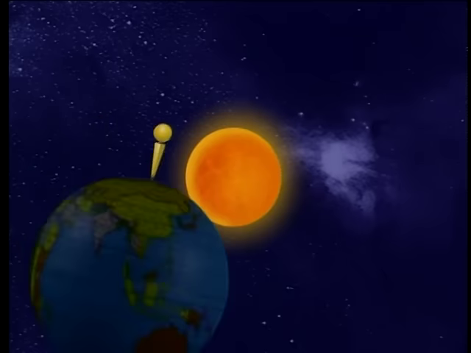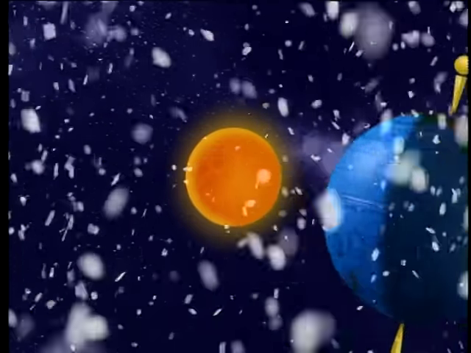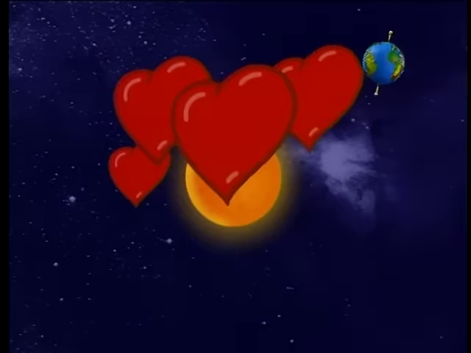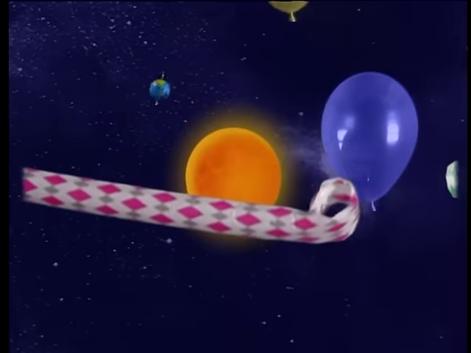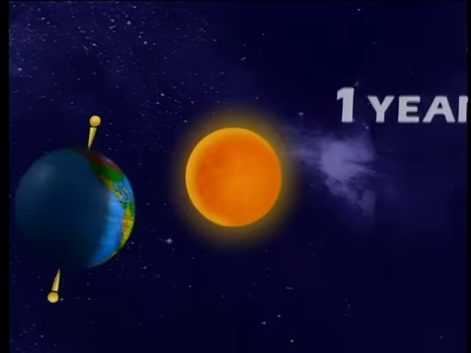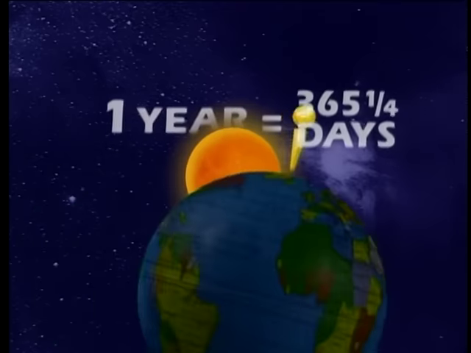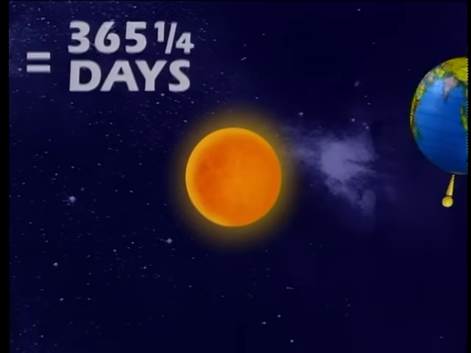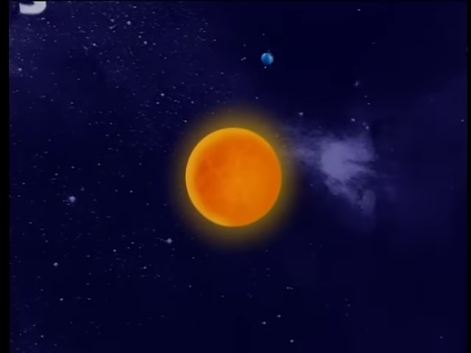So the Earth takes 1 year to go around the sun, 1 year for the winter holidays, 1 year for Valentine's Day, and 1 year for your birthday to come around. You get the idea. A year is 365 and a quarter days long, because that's the amount of time it takes the Earth to travel around the sun.